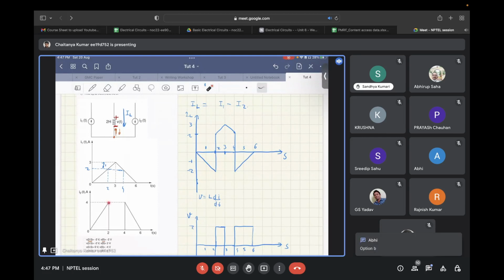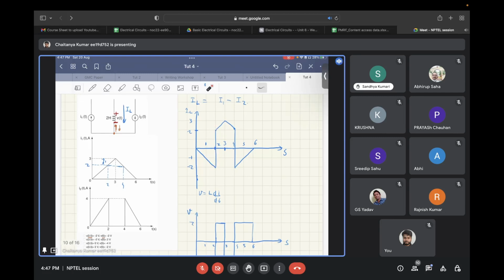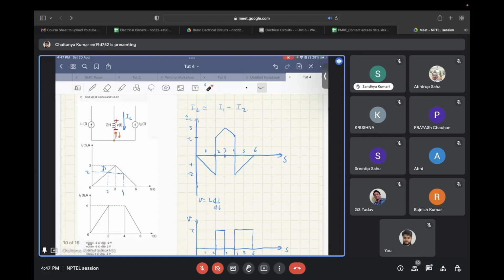After that, there is a sudden jump in I2, and this jump is negative. Since I2 is being subtracted, in I1 minus I2 this jump will look positive, and the jump is of 4 amperes. So from minus 2 this will go to plus 2 amperes, and after that, for the time interval 2 to 4, I2 is 0. So whatever the value of I1 you have will come right away into the IL equation.